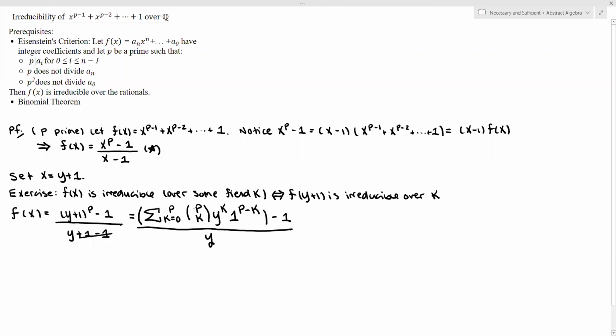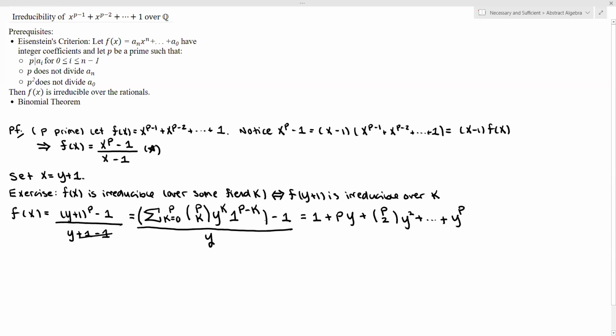From here, it looks a little bit ugly, but let's write out some of the terms in this sum. When k equals 0, p choose 0 is 1. Y to the power of 0 is just 1, so that's 1, plus. When k equals 1, p choose 1 is p. Y to the power of 1, plus p choose 2 y squared, plus dot dot dot, plus we finally get to p choose p, that's just 1, y to the power of p.